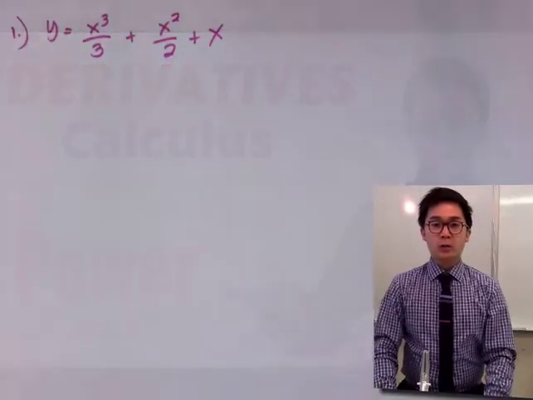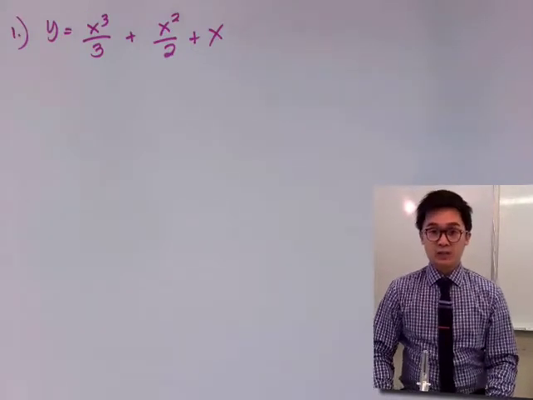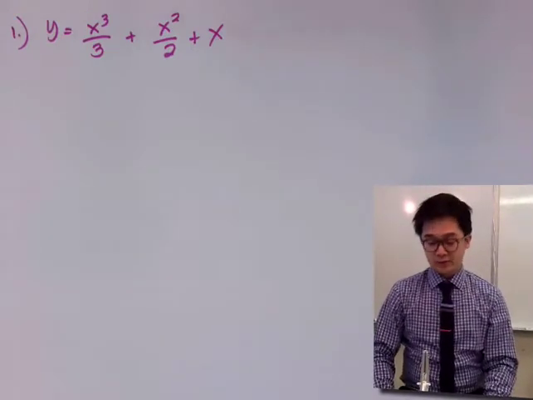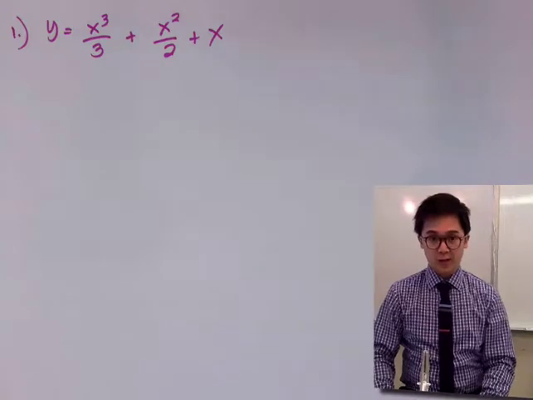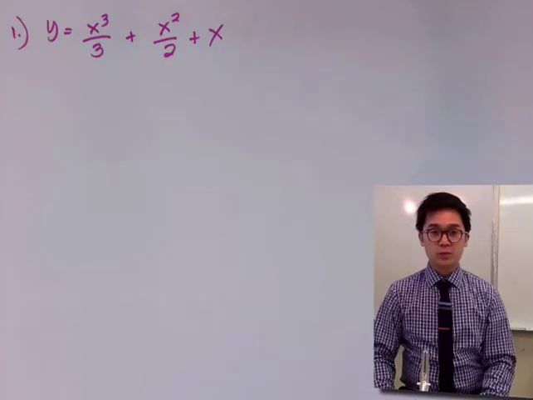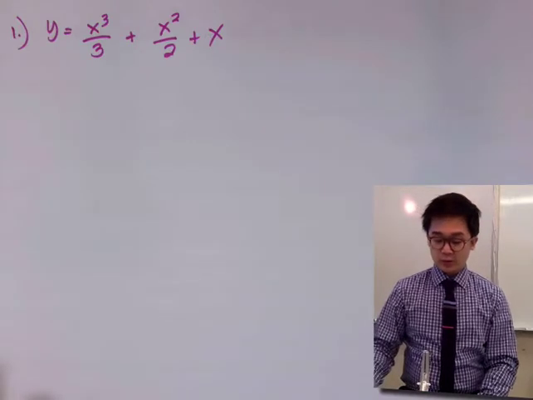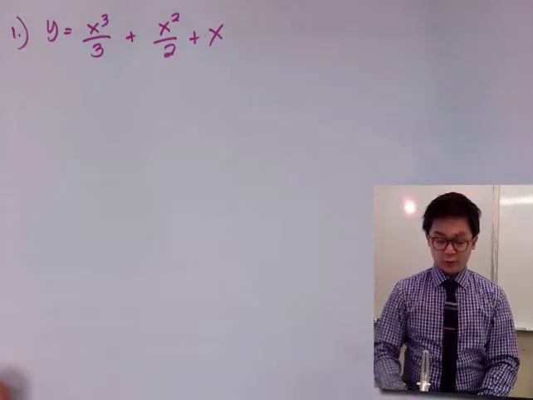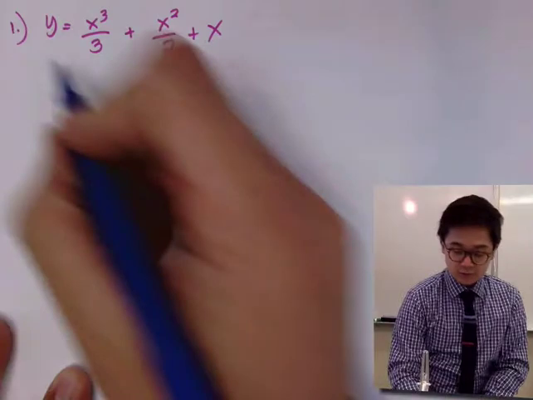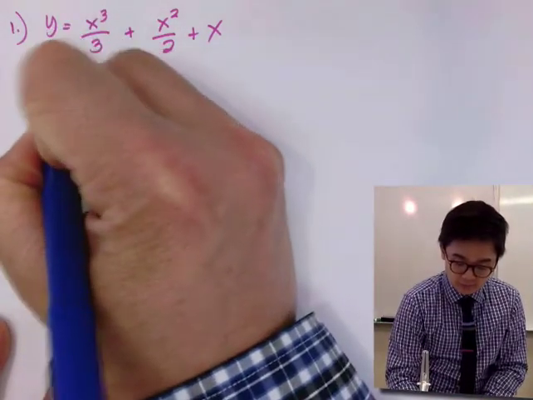Today we're going to use the power rule in finding the derivatives of some functions. In my example, the first one that we're going to be working on will be y equals x cubed all over 3 plus x squared all over 2 plus x. So the first step that you are going to be doing is to change the function into this.